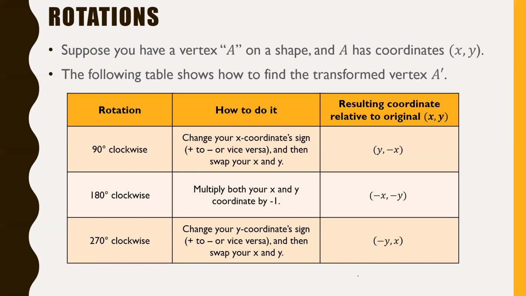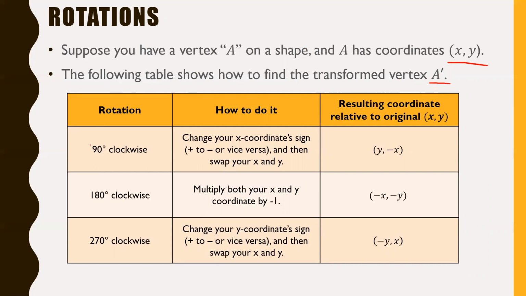But again, just to explain this, suppose you have a vertex A on a shape and A has coordinates x, y. So we're just being very basic here. It could be any x, y as your coordinates on that vertex A. This following table shows how to find the transformed vertex A prime.